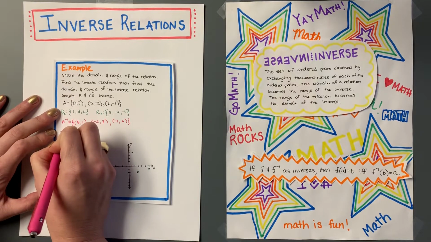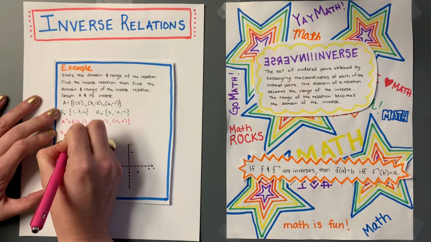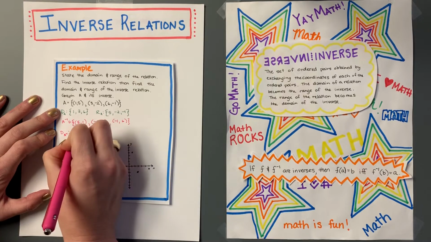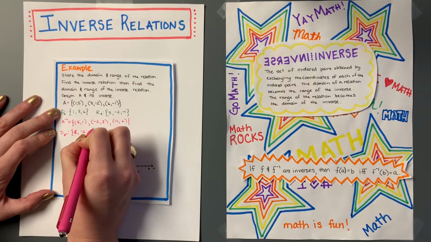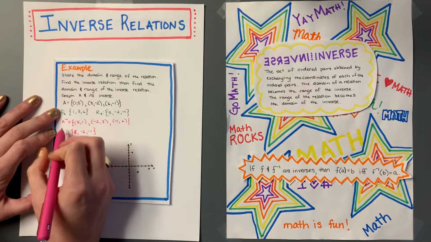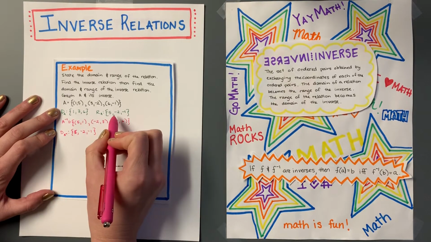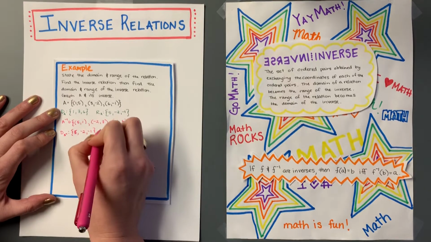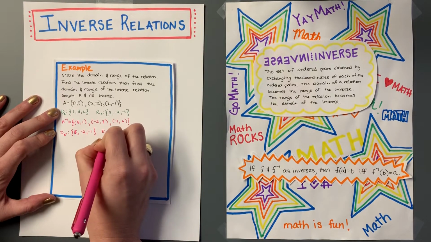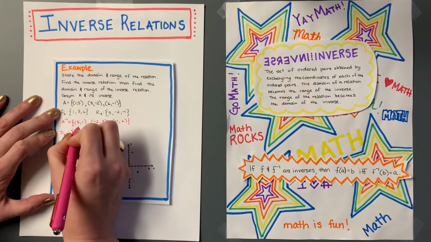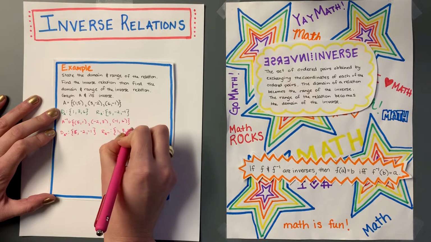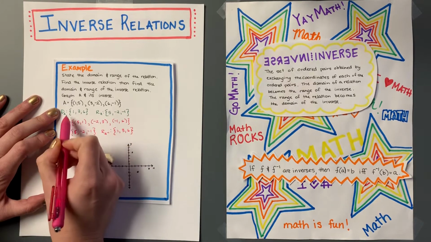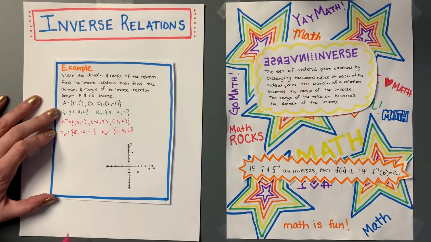The domain of A inverse is just the X values. So that is 5, -2, and -1, which is the same thing as the range of A. And the range of A inverse is just the Y values. So that is 1, 3, and 6. The range of A inverse is the domain of A.